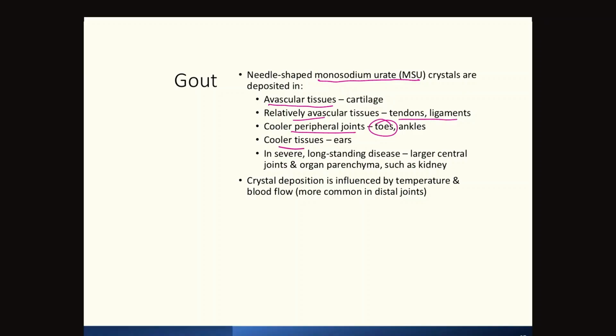And other cool tissues. Your ears are pretty cool. You can get gout in your ear. I think I have a picture of that. But you can get a nodule, a cyst formation in the ear as well. In severe, long-standing disease, they can get into the bigger joints and the organs as well. So this is the big thing to remember. The crystal deposition is influenced by temperature and blood flow. And that's why it's very, very common in the distal joints.